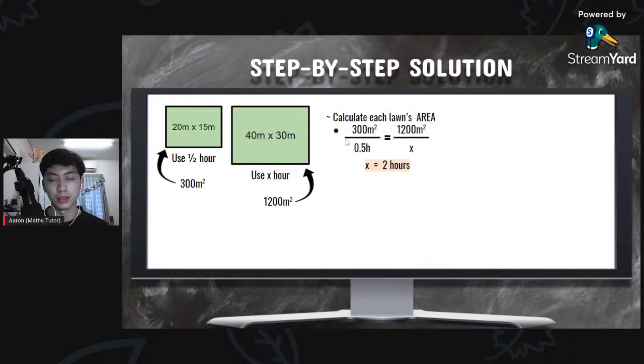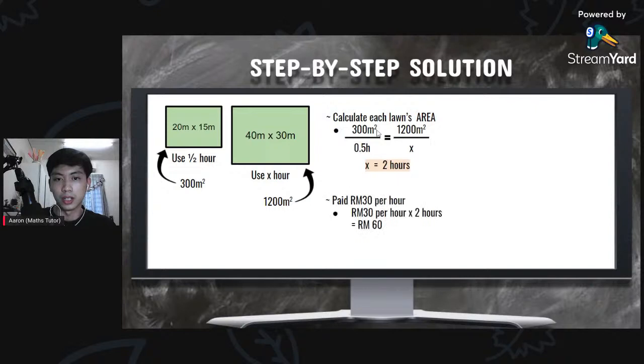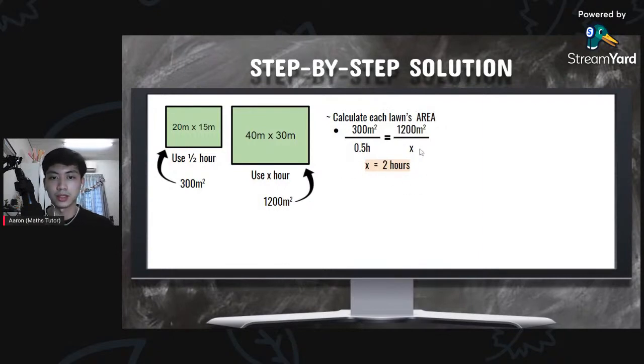If you want to verify, use the calculator. 300 divided by 0.5, you get 600, and then x is divided over there, so x equals 1,200 divided by 600. You get 2. The unit is hours, so x is 2 hours. So the gardener needs 2 hours to mow the land.